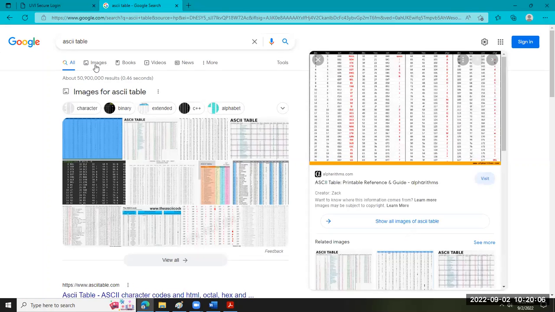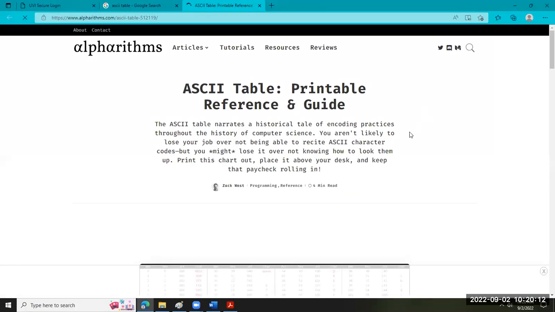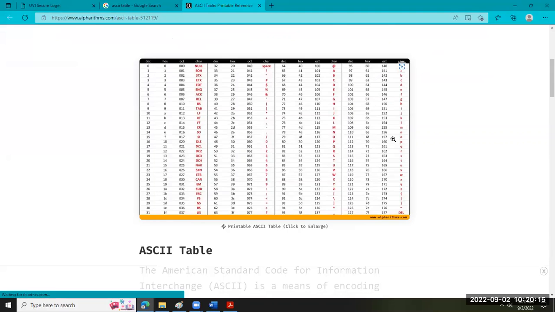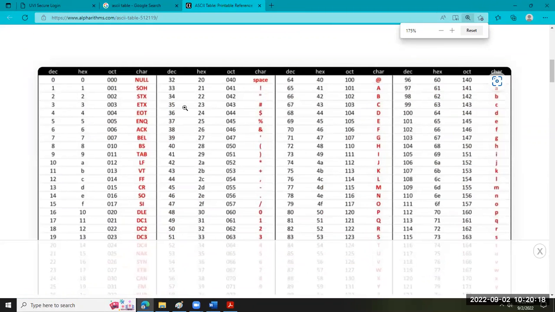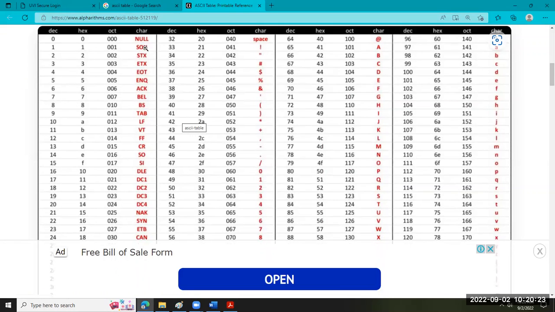So here's an image. Can everybody see this? If I click on this, let's zoom in on it. Okay. So this character table coincides with values, many of which are printable characters we use to work with our computer systems and our hardware, right? We get numbers and letters on a screen we take for granted, but those translate to hex values and decimal values. I don't want you to worry about octal values.